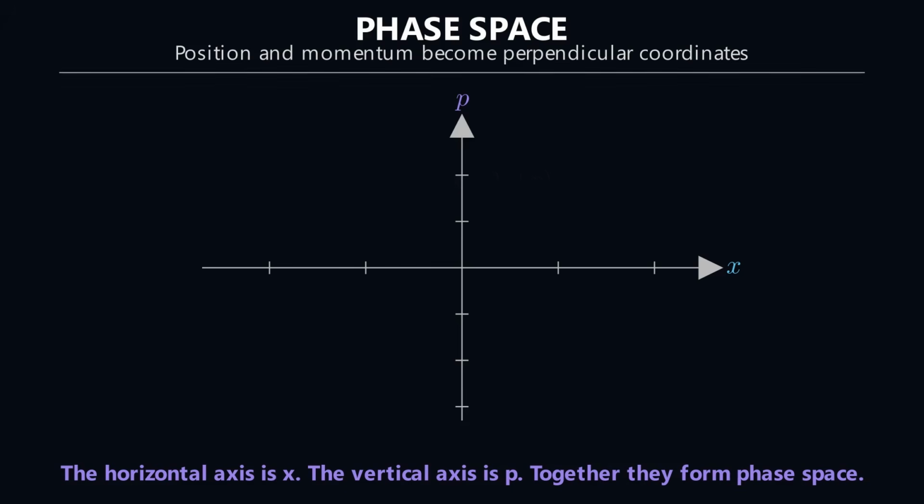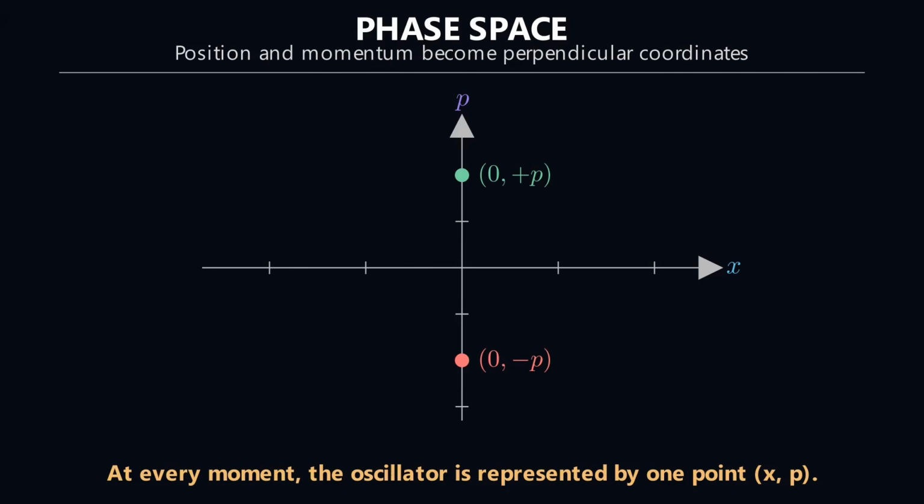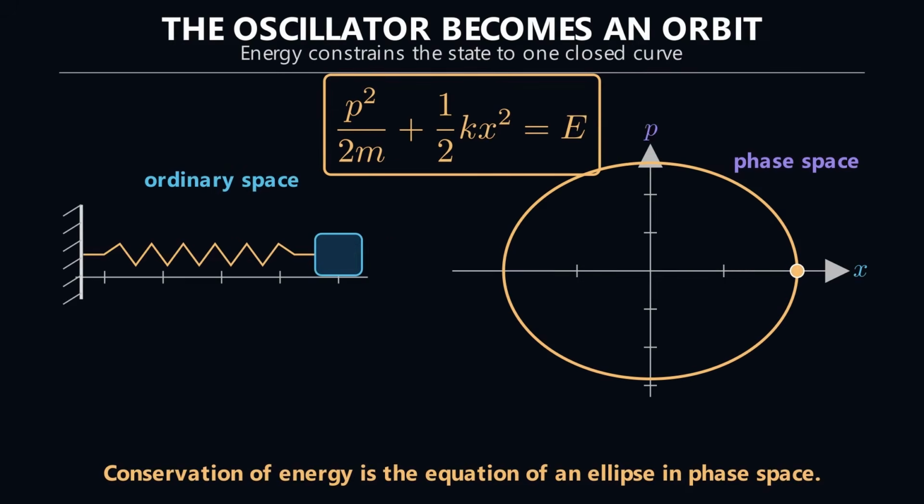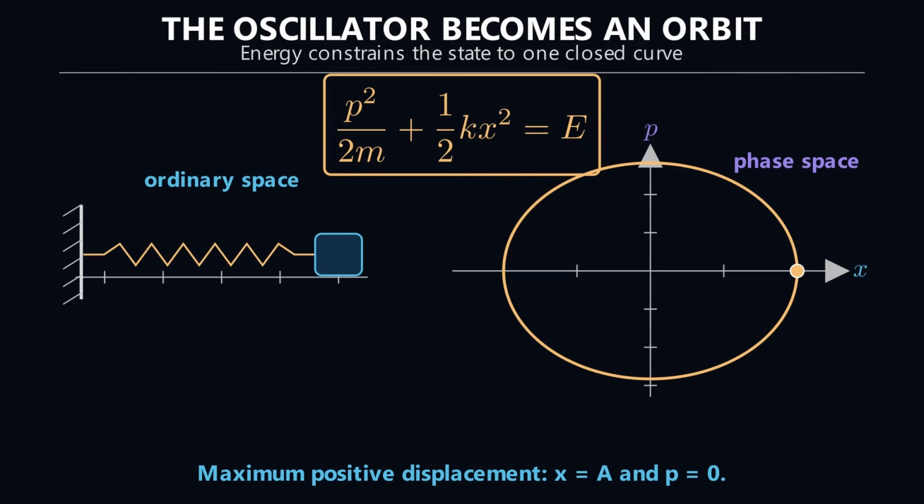At any moment, one point, x and momentum, tells us both where the mass is and how much momentum it has. Conservation of energy requires that p squared over 2m plus one half k x squared is equal to the energy. This is the equation of an ellipse in phase space.